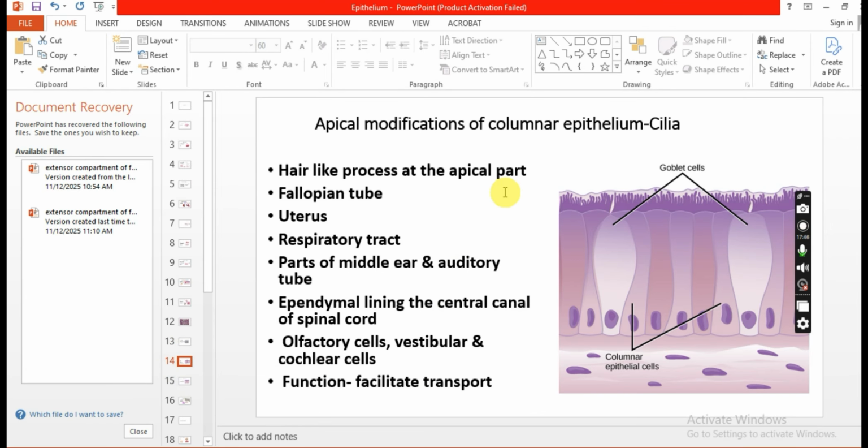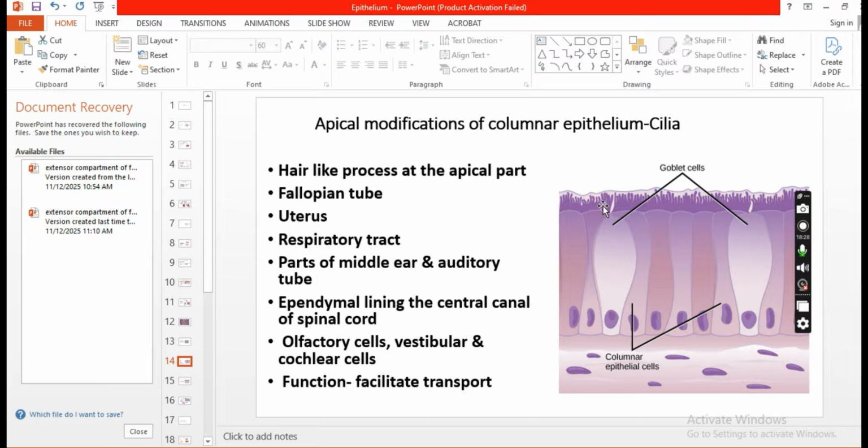The next is the cilia. Cilia are small hair-like processes. If you cut it, you can see it is made of one pair of microtubules in the center surrounded by 9 pairs of microtubules. So they are motile in function. It has a tip, a shaft, and a basal body. This basal body is continuous with the cytoskeleton, just deeper to the cell membrane. So they are motile.